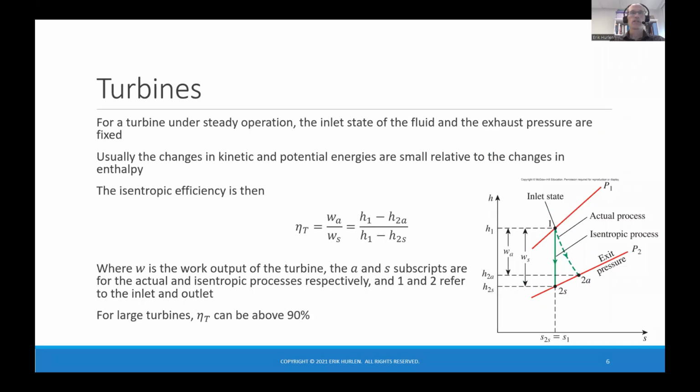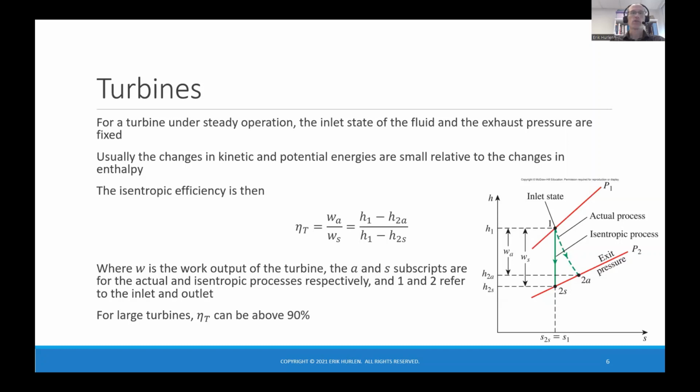Now looking at the various steady flow devices we have already seen, we can start with turbines. The inlet and outlet pressures are usually known, and there are usually only small changes in kinetic and potential energies. The energy out is given by the work produced by the turbine. In terms of the isentropic efficiency then, we should compare this actual work output to the isentropic work output. So for a turbine, eta sub T for turbine is equal to WA over WS, where the A and S subscripts refer to the actual and isentropic versions.